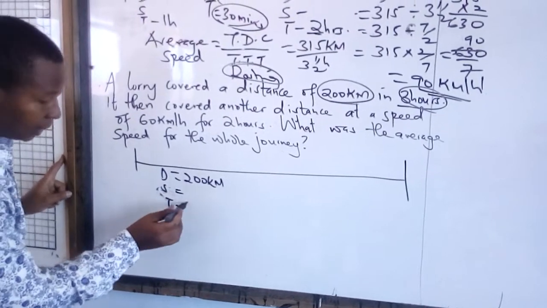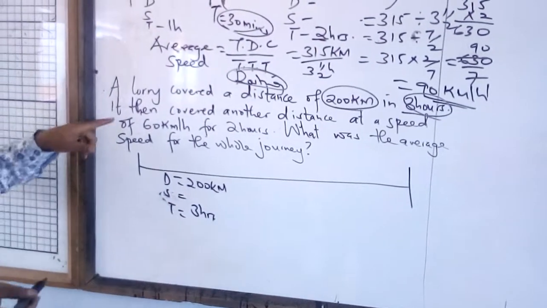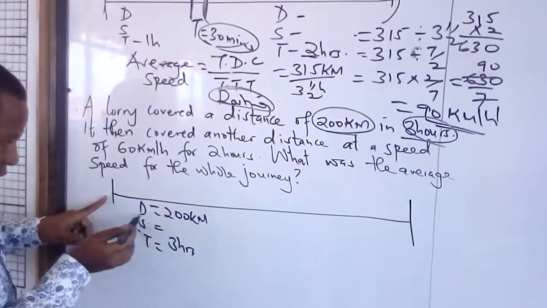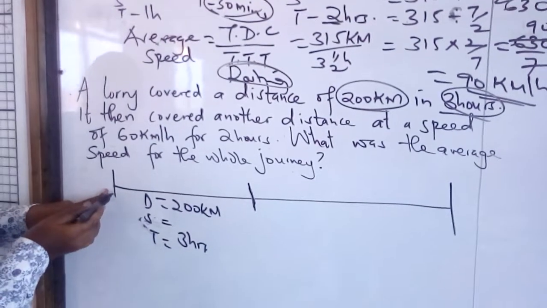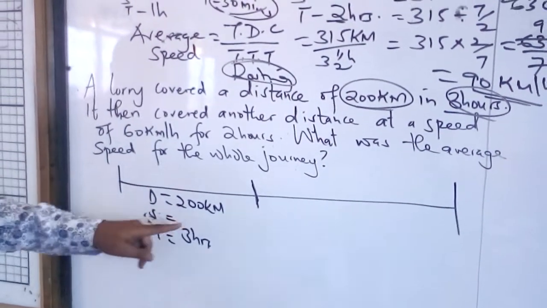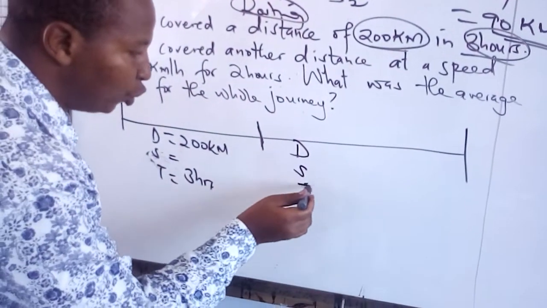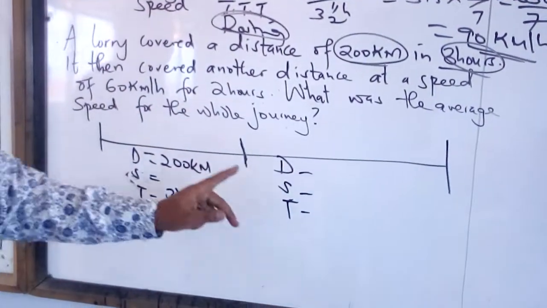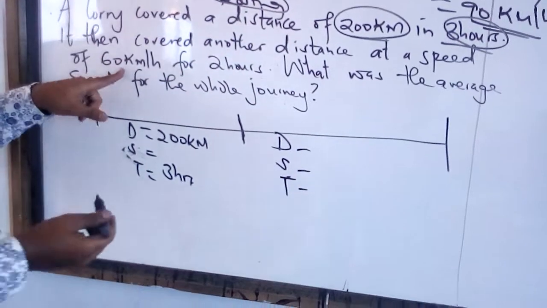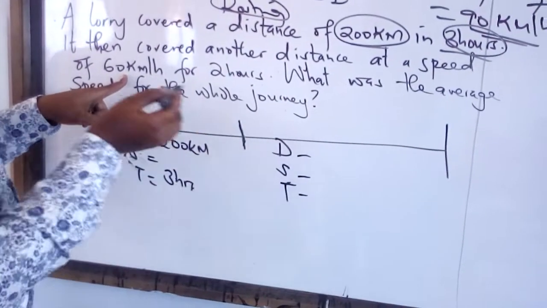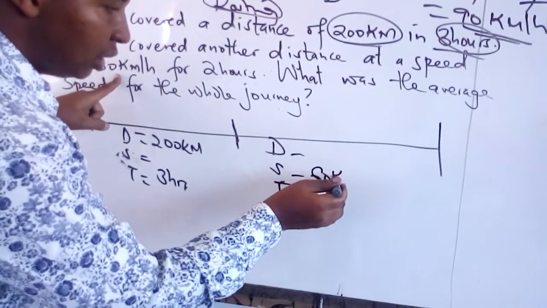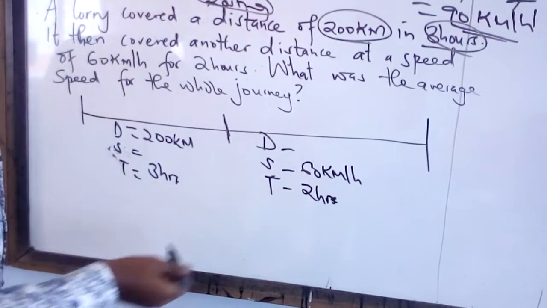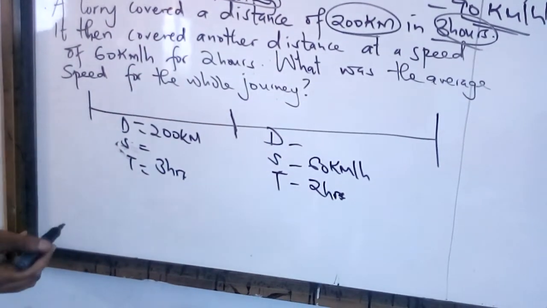Time we are given it is 3 hours. It then covered another. So let's say our distance up to that point, from this point to this point, is 200. Then it covered another one. When you hear another part, represent the information using distance, speed, and time. It covered another distance at a speed of 60 kilometers per hour for 2 hours. The question is, we find the average speed.